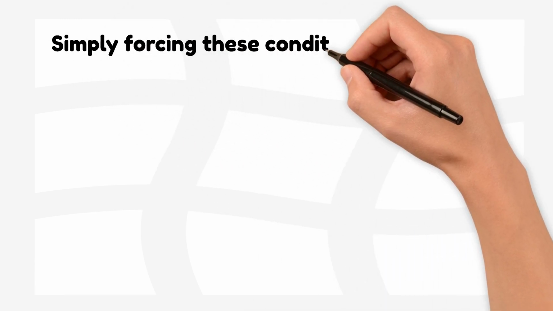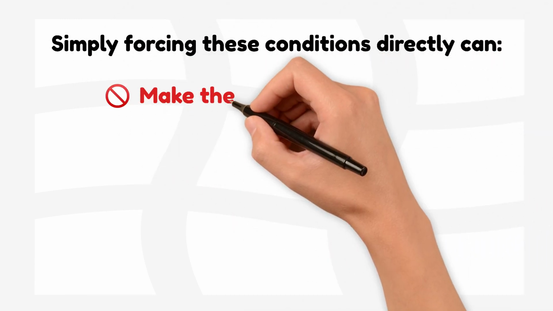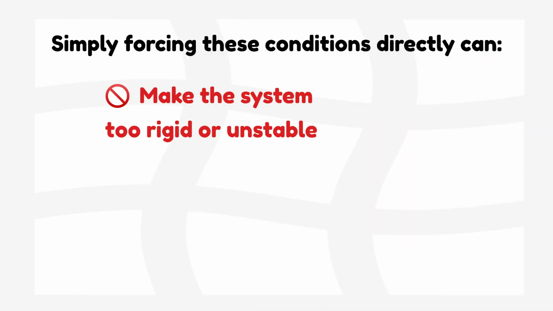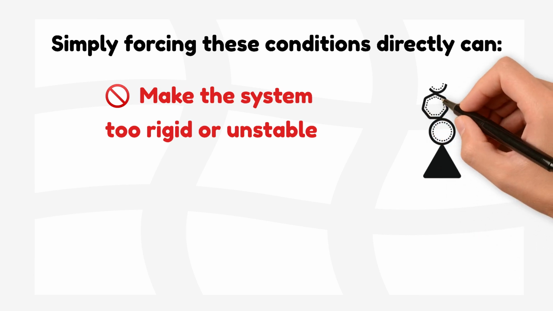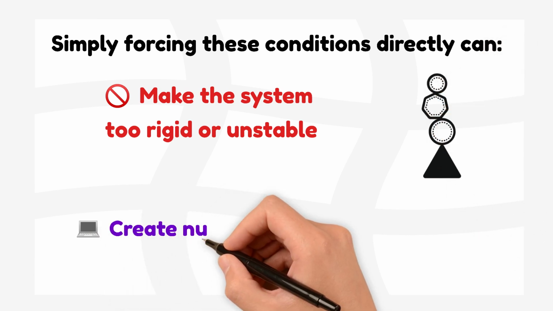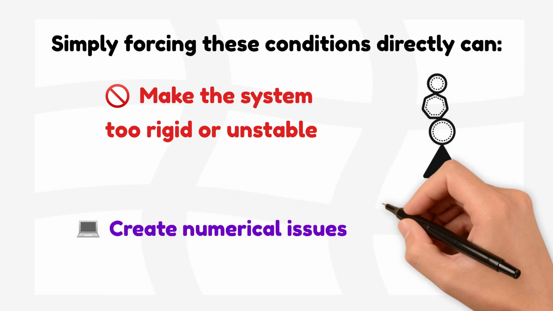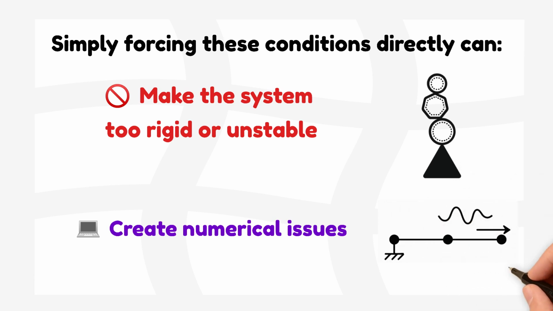But simply forcing these conditions directly in your model can backfire. It might make your system too rigid or worse, unstable. And in some cases, or many cases, it leads to numerical issues that affect simulation accuracy or even cause solver failures. So we do need smarter ways to enforce constraints like the use of penalty or Lagrange methods.